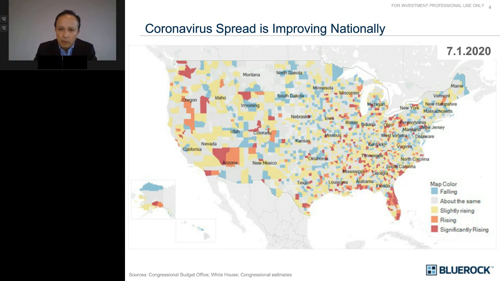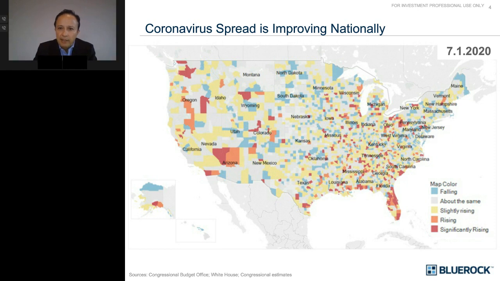This is a county level chart. You can see the blue, and this is a July 1 chart. I'll show you a couple of others in a second. The blue is where cases are falling over a course of a 7-day period. Gray is about the same. Yellow, orange, and red are slightly rising, and significantly rising. You can see a lot of red, orange, and yellow on this slide.